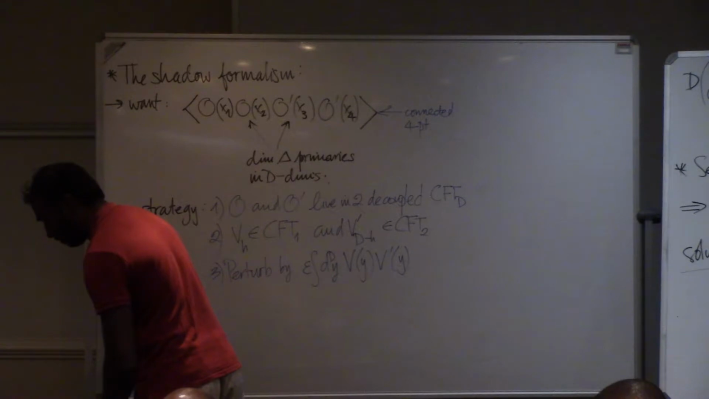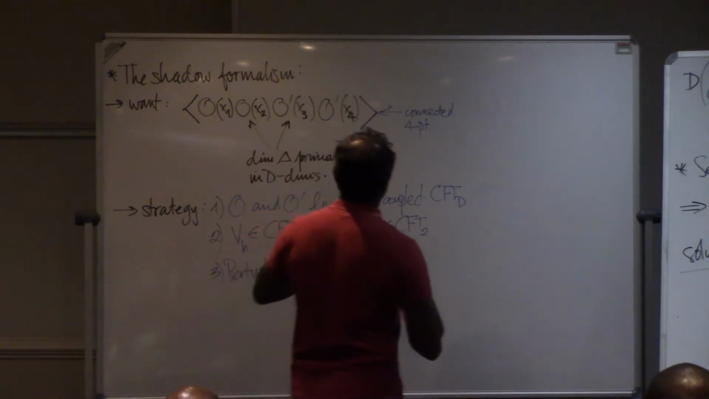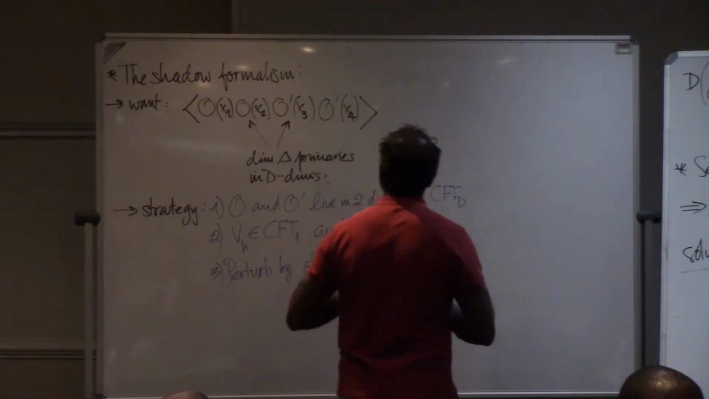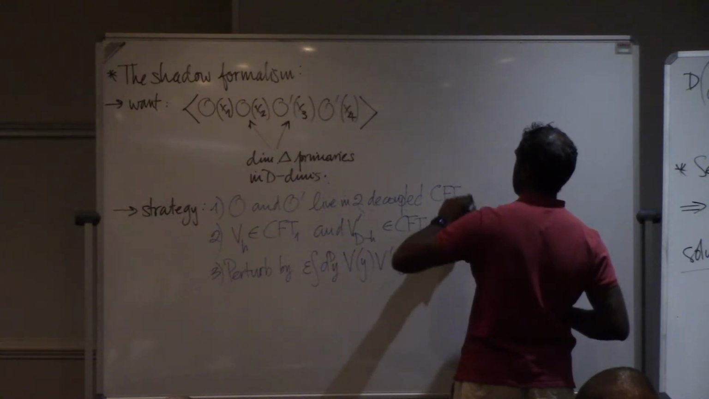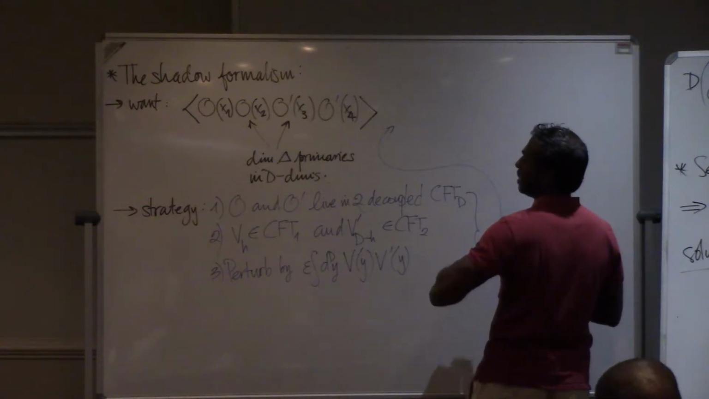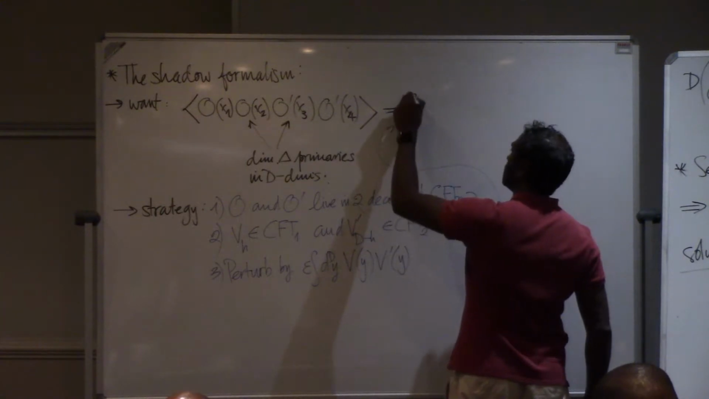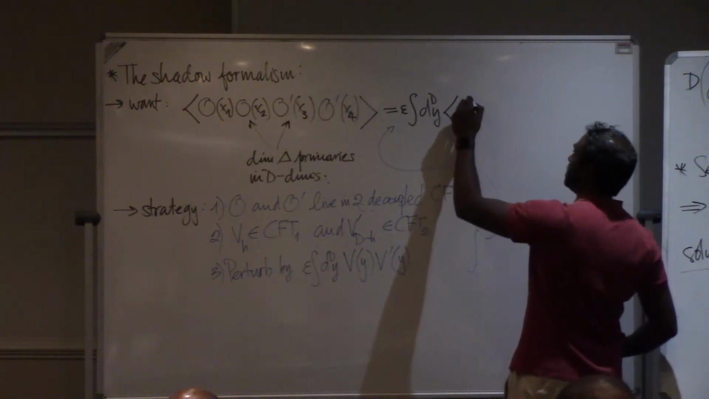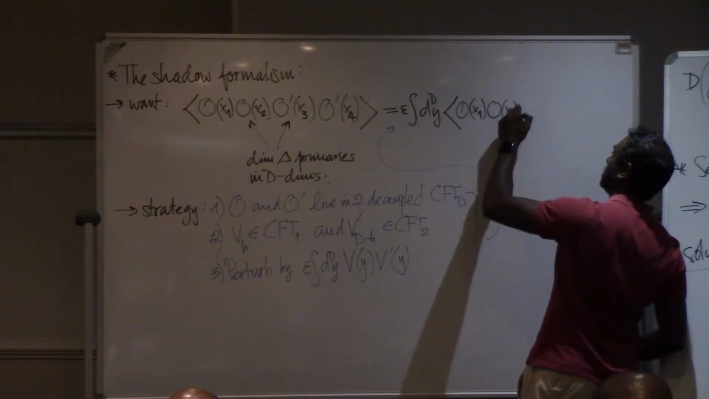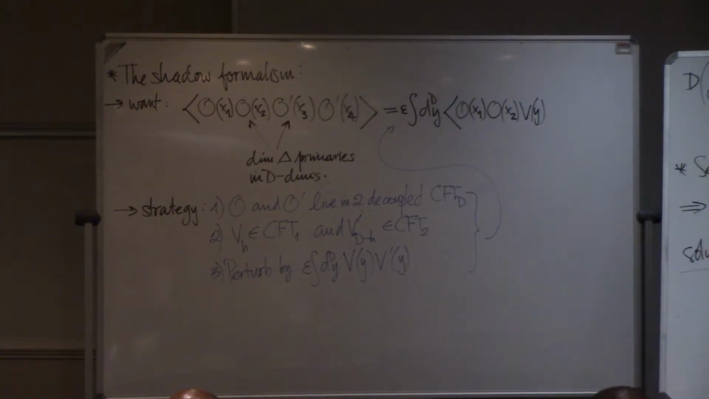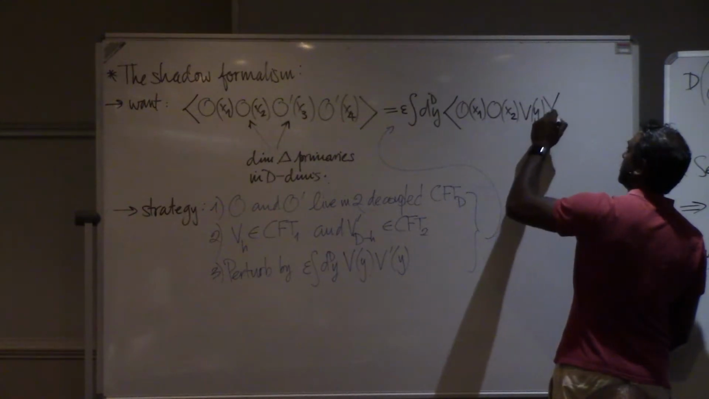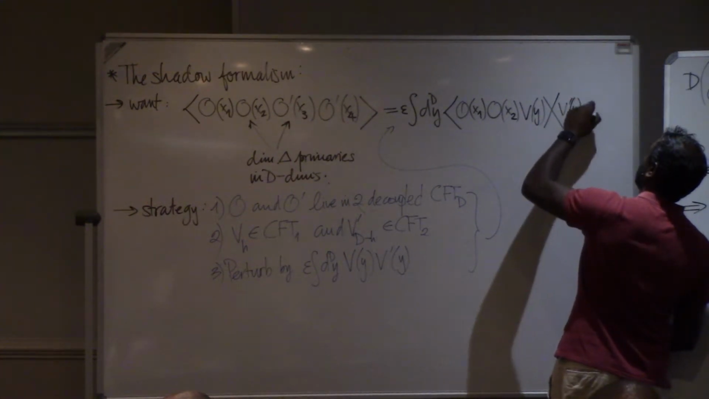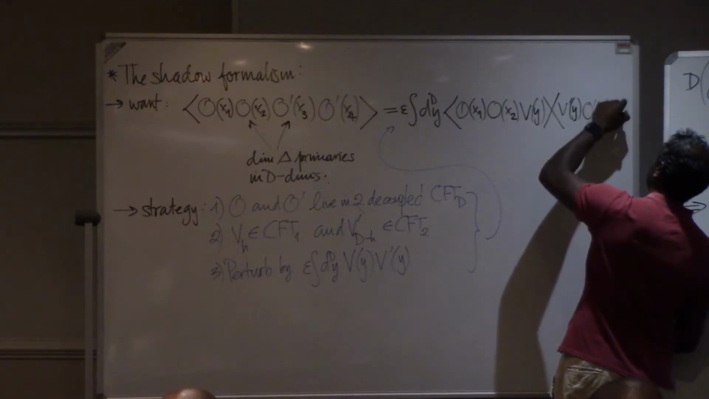So then, this 4-point function that we're looking for can just be written as epsilon, this feeds back into here, times the integral over d dimensions of O of x1, O of x2, V of y, all of which live in CFT1, times V prime of y, O prime of x3, O prime of x4.